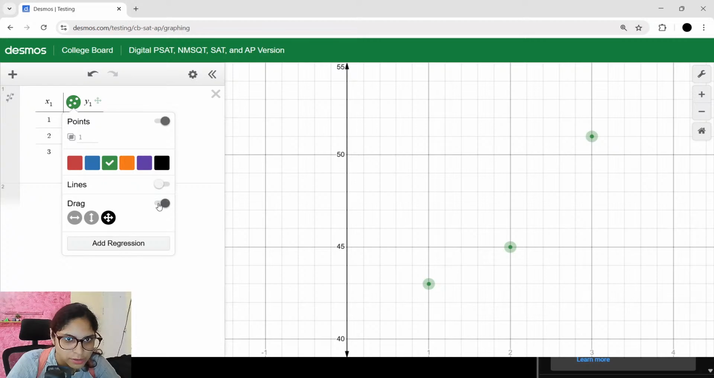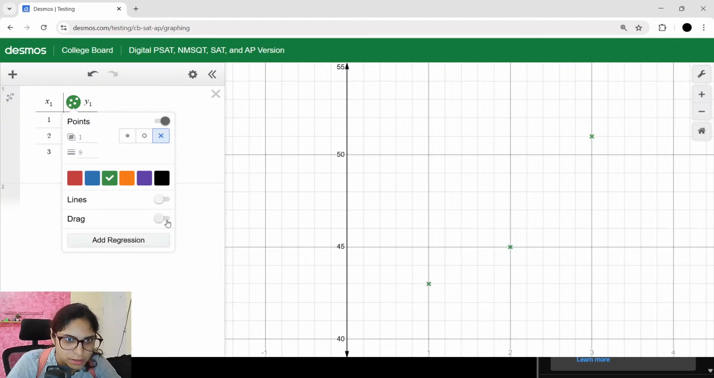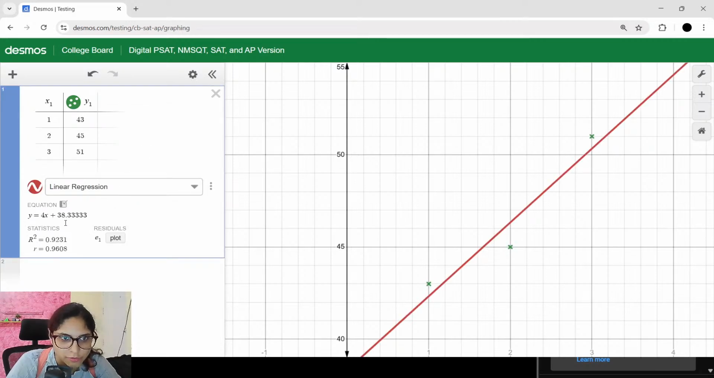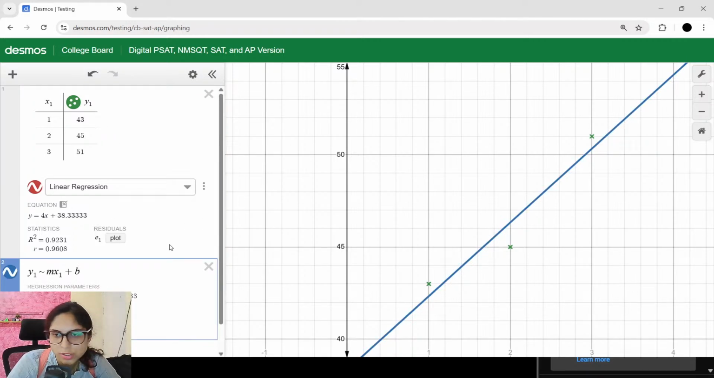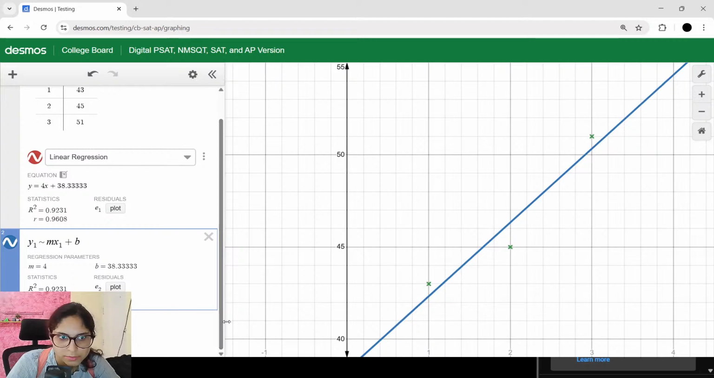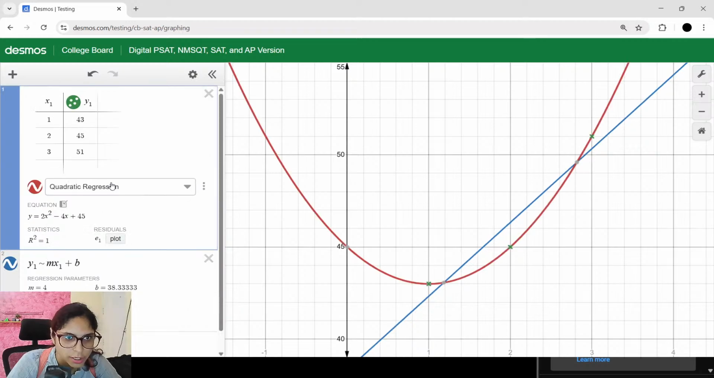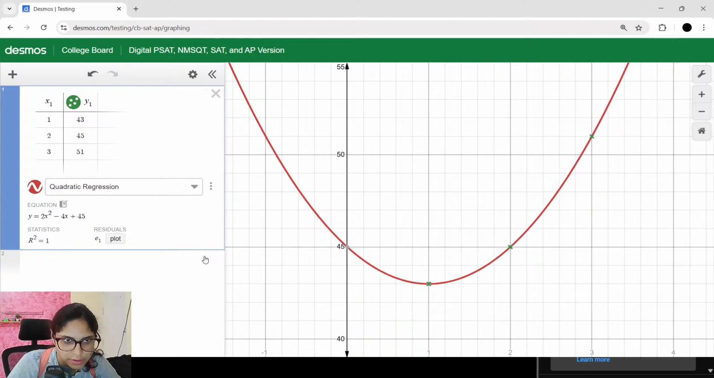So double click on it. You don't want to drag it. And you just add regression. For linear regression, it's 4x plus 38.33. And if you want to export as custom regression, you can do this as well. All right, your slope is 4. This is 38.33. If you're doing quadratic regression, then this is 2x squared minus 40x plus 45.